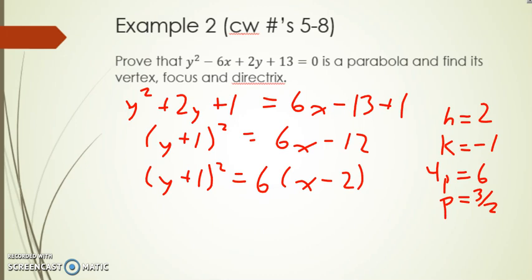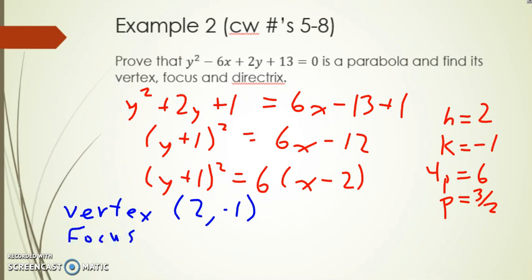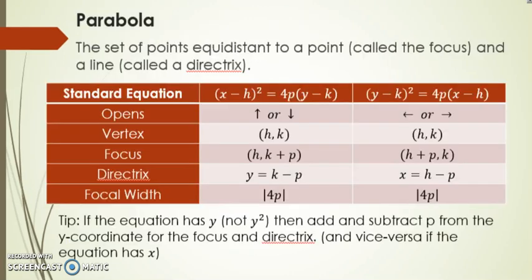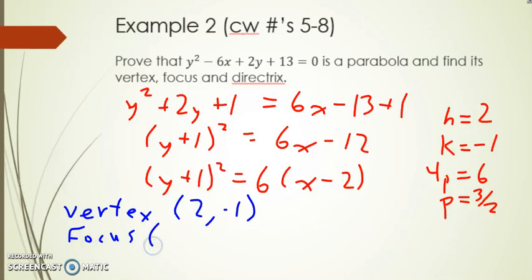So for my answers, the vertex will be the coordinate 2, negative 1. Our focus, this is a y squared equation. So now we're using the equations on the right-hand side. It didn't matter for the vertex, but for the focus, that does change things a little bit. Now it's h plus p, k. So h plus p, 2 plus 3/2, is going to equal 7/2. And then the k value.